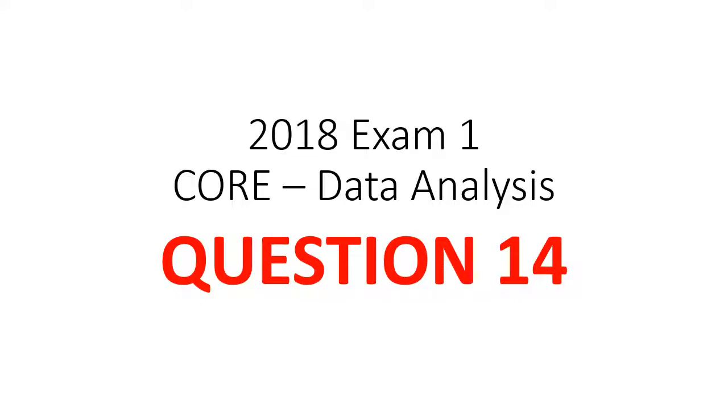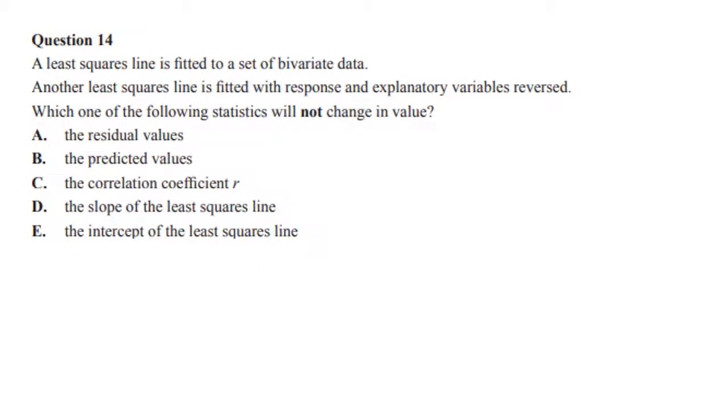2018 Exam 1 Core Data Analysis Question 14. Now, to be honest, this question is a bit of a sucky question, and I think there's some special circumstances where this gets a bit more confusing than it ought to be. So I don't think they're going to repeat anything like this, because I think people would complain. But the answer actually was C.